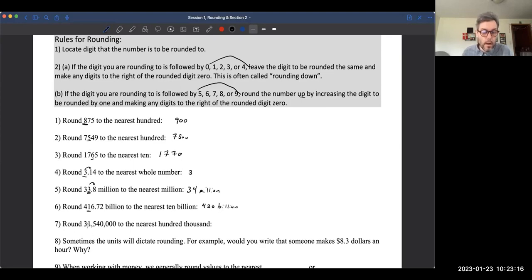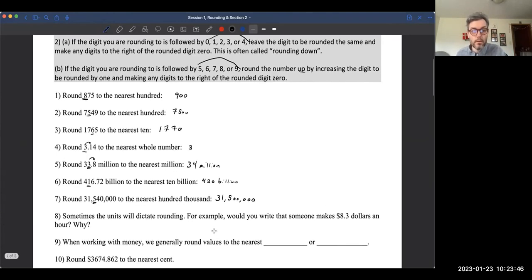Okay, all right, round 31,540,000 to the nearest 100,000. Where's the 100,000s place? That would be here at that 5. That's the 100,000s place. I need to round that. So I go to the next number. That's a 4. That tells me that the 5 stays the same. It's 3, 1, 5, 0, 0, 0, 0, 0. There it is, the nearest 100,000.